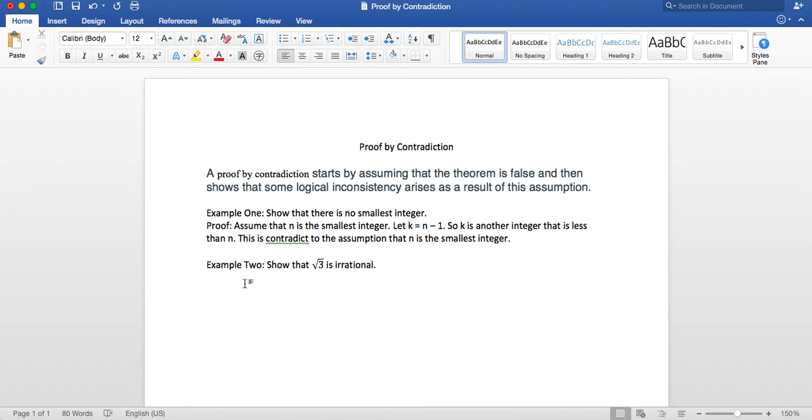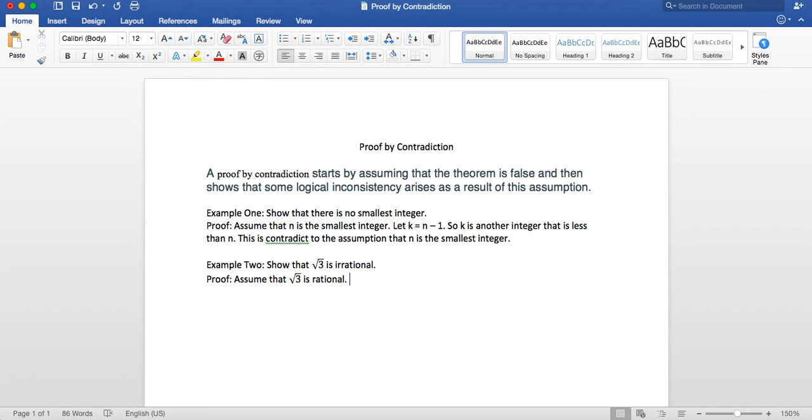The second one says, show that the square root of 3 is irrational. To prove this, we can assume that the square root of 3 is rational. Now, you need to understand the definition of rational. A rational number is a number that can be written as p over q, where p and q are integers and they have no common divisor, which means you can write it as a reduced fraction.